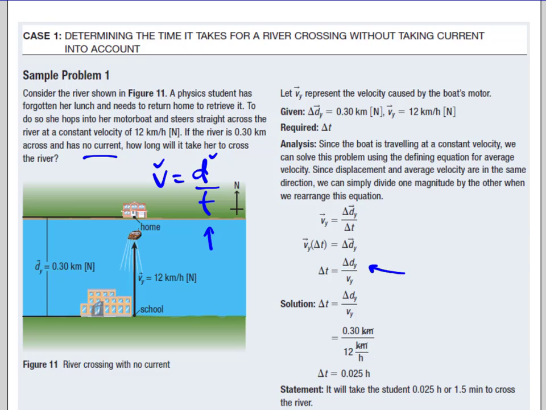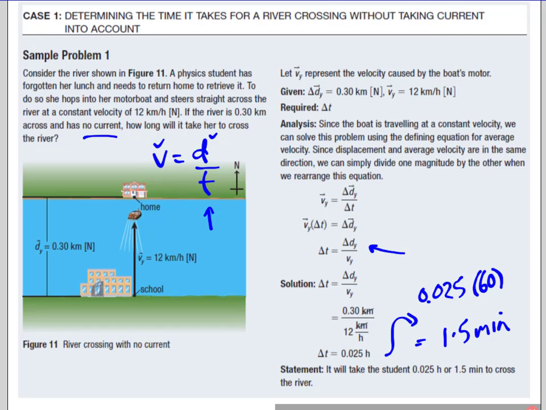So 0.025 hours, which might sound like a long time, but as we did earlier this year, if we wanted to convert this, we would just multiply that by the 60 minutes in an hour, 0.025 times 60, and we would find it takes 1.5 minutes. So not particularly long to cross the river, 90 seconds. So there's our first case, and normally that one is pretty easy to follow. People can go, oh yeah, that makes sense.